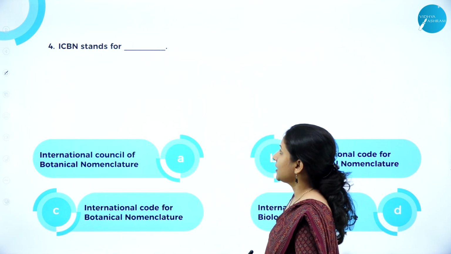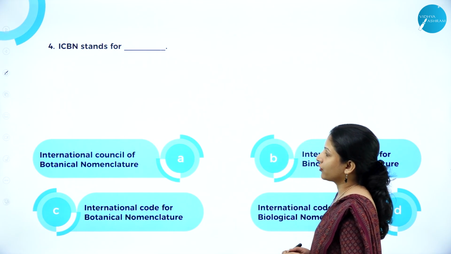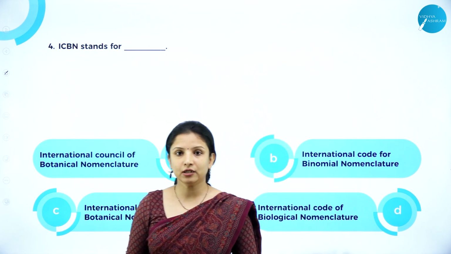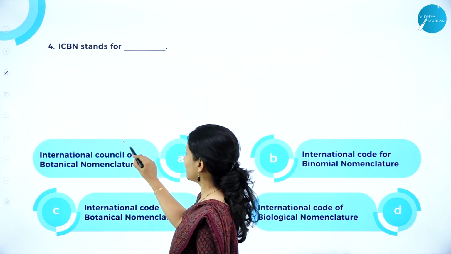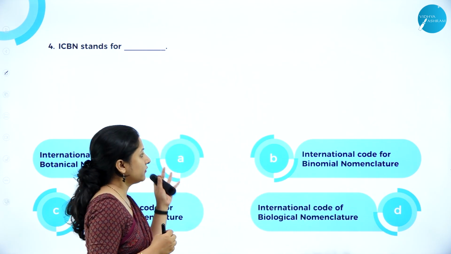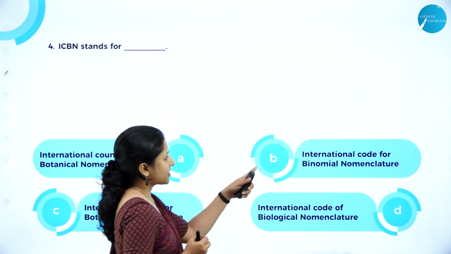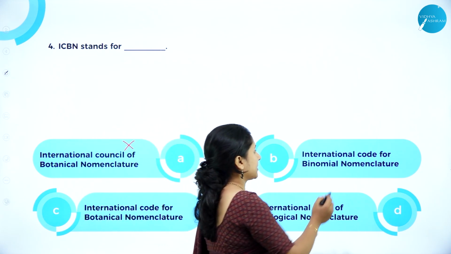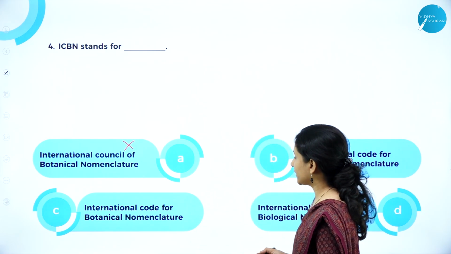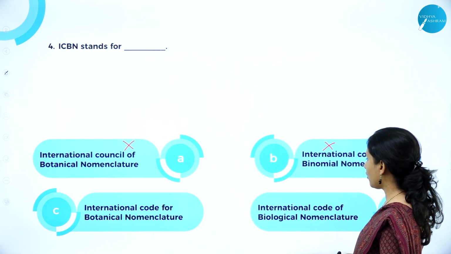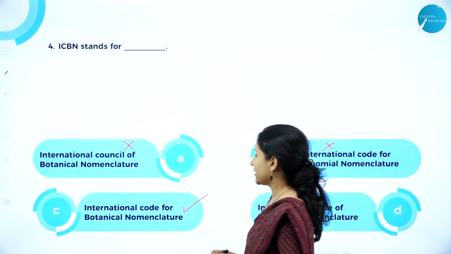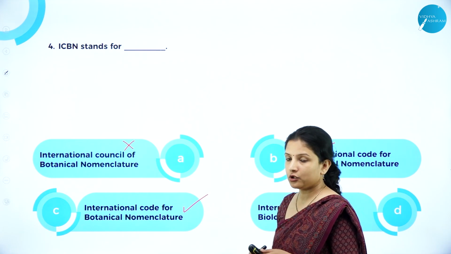So the next question, ICBN stands for. So here the options are International Council of Botanical Nomenclature. That is wrong. Here it almost looks quite similar, right? So you have to be very careful while looking at the answers. International Code for Binomial Nomenclature. No, it's wrong. International Code for Botanical Nomenclature, International Code of Biological Nomenclature. The correct answer is C, International Code for Botanical Nomenclature.